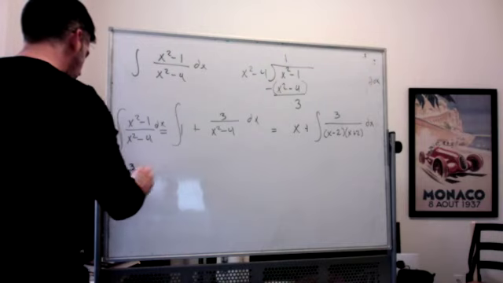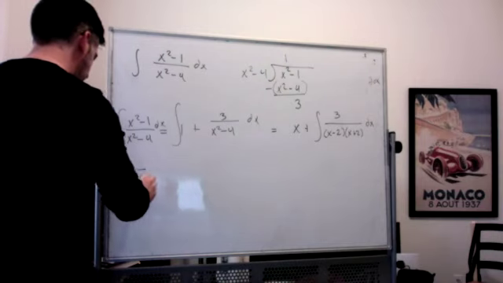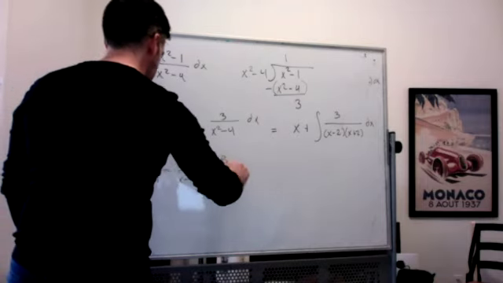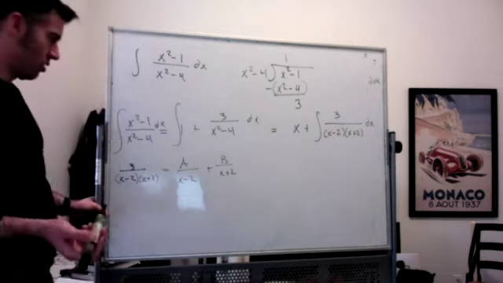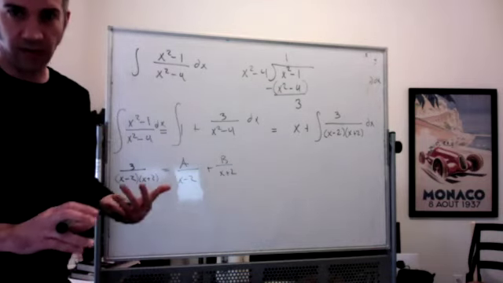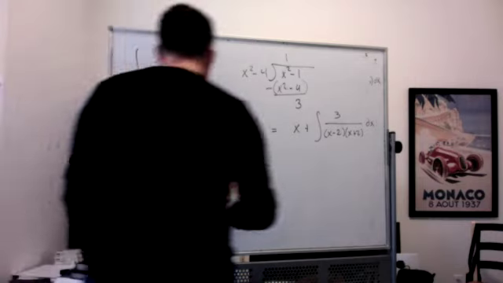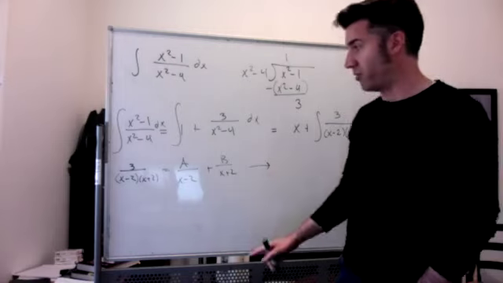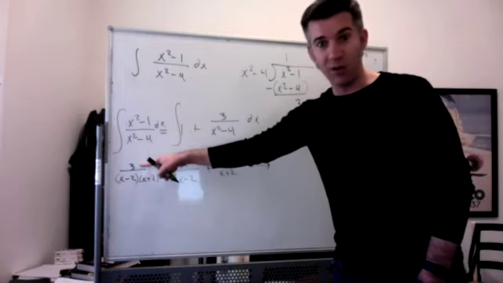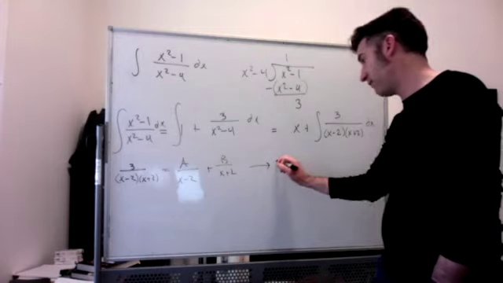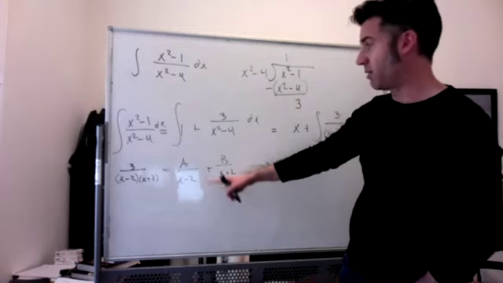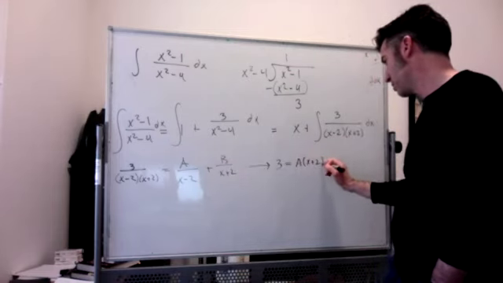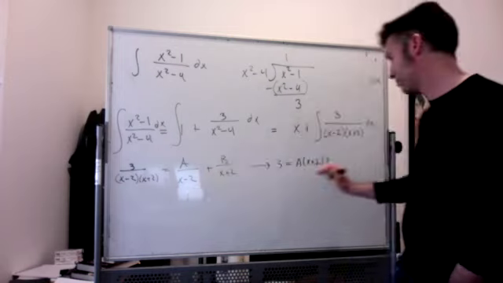I've got 3 over x minus 2 times x plus 2 equal to a over x minus 2 plus b over x plus 2. So we're going to multiply both sides by the common denominator. After you have some practice with this, you can get better at it. I know that when I multiply both sides by this denominator, I'm always getting that numerator only on the top, on the left. On the right-hand side, I'm getting a times the other factor plus b times the other factor.